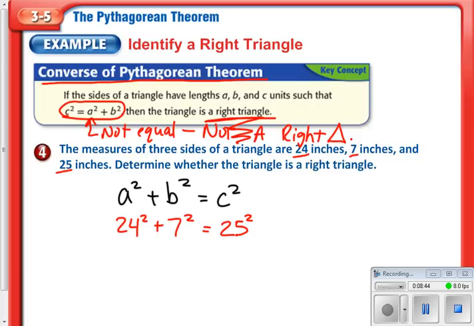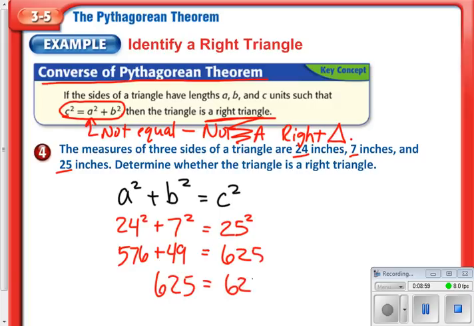Now we go ahead and work down our paper. We have 576 plus 49 equals 625. I'm just figuring out my squares. Add that together. 576 plus 49 is 625, equals 625. So we would figure out that a squared plus b squared is equal to c squared. So this is equal. So, yes, it's a right triangle.